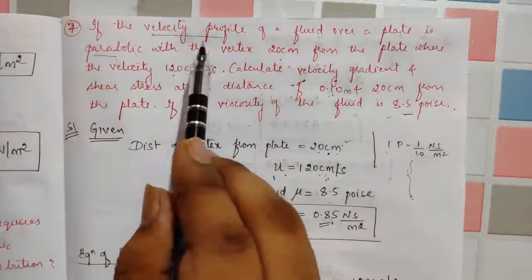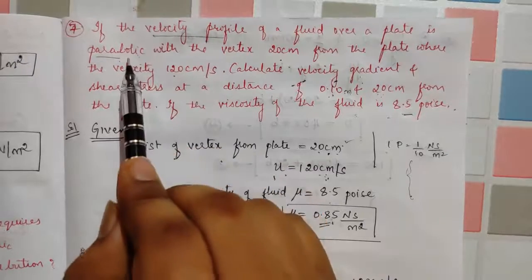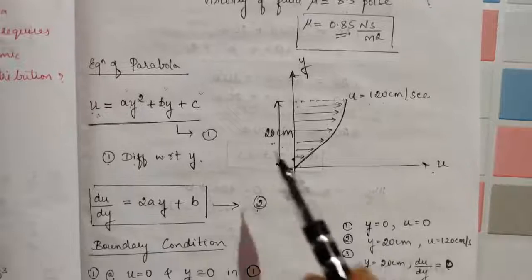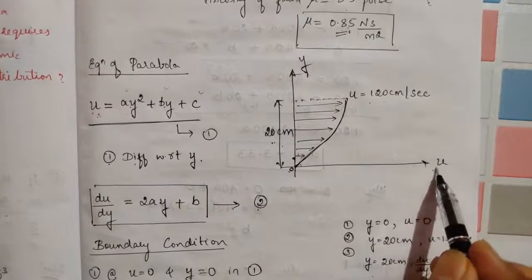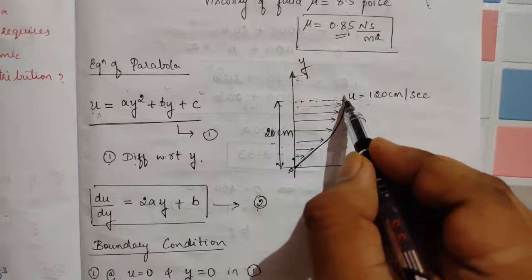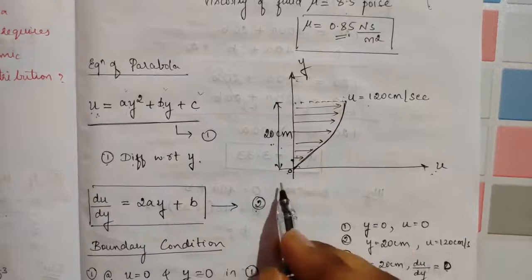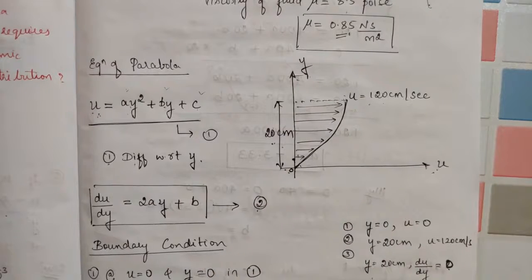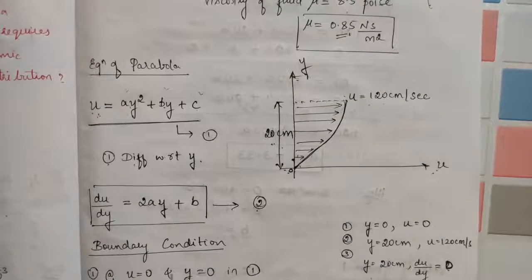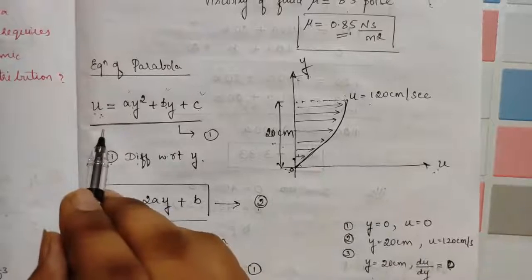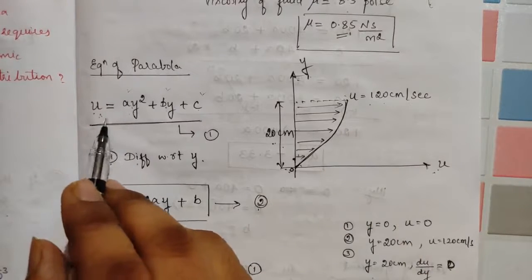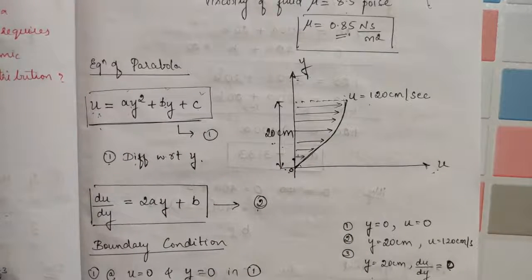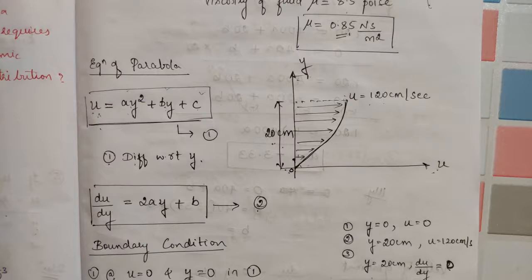Since the velocity profile is mentioned here with the parabolic curve, I took this as a parabola. I took the x-axis as u and this as y. So for the parabolic curve, at the initial value y equal to 0, u is also 0. So for the parabolic curve, I'll get an equation that we already know. We just have to implement it here. So u is equal to ay square plus by plus c.